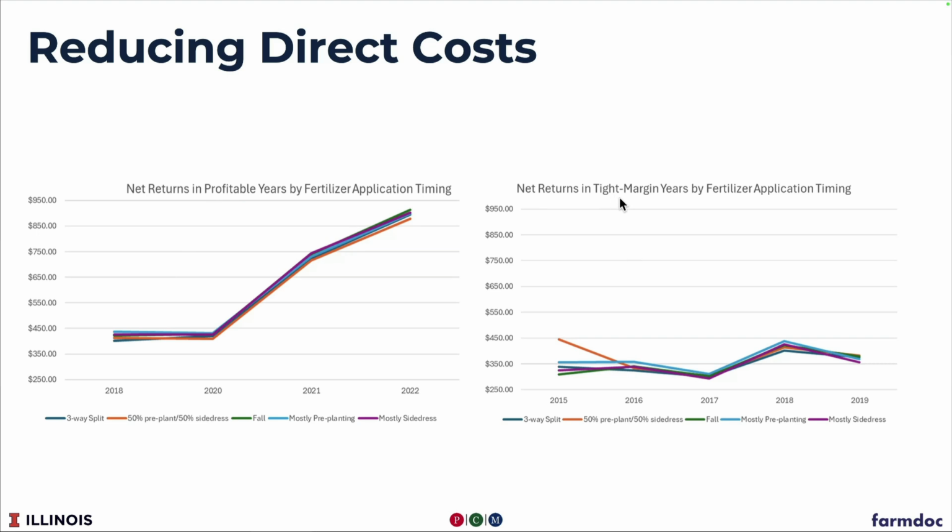But in years when we have these tight margins, we actually start to see some separation. I kept the scales here the same, but if you were to expand this to look at, say, up to $550 per acre net return, you see a lot of separation. And what we're seeing is that the 50-50 pre-plant and side dress and the mostly pre-plant nitrogen timing applications are the most profitable. And it seems to be more important in these years when we classically would think of it as not being a good financial environment for farmers. So in years like 2025 is shaping up to be, applying nitrogen more in season is a good strategy.